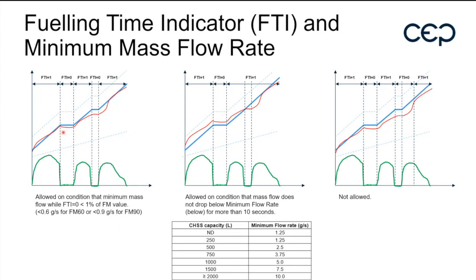Like in the United States, many of these stations have mandatory leak checks. So then you must set the FTI indicator at 0. So when the FTI is 0, you should stay below 1% of the FM value. We already knew this. It used to be 0.6 grams per second. However, for the FM90, it's 0.9 grams per second. That is considered as no fueling, actually.